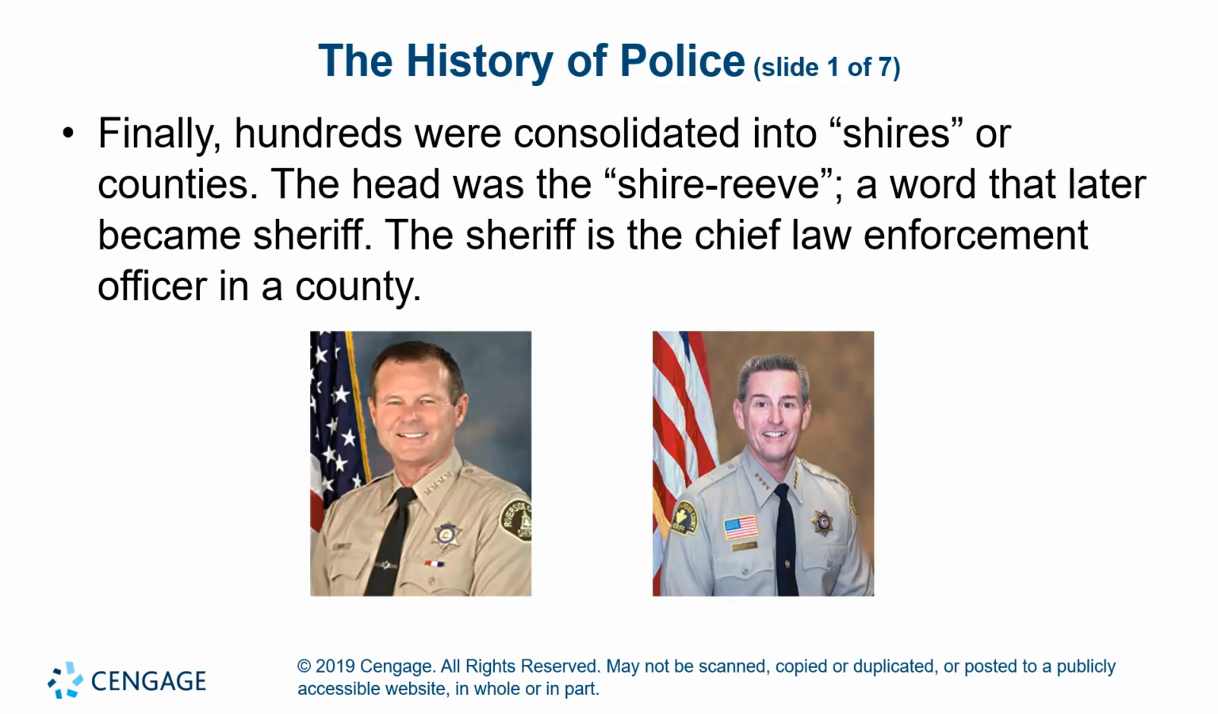So finally, these hundreds were consolidated into shires, which resembled the counties of today. And the head of these counties or shires was called the shireve, a word that later became sheriff. And typically the sheriff's department polices the counties, right? And so the sheriff, again, is the chief law enforcement officer of a county. So on the left, you have the Riverside County Sheriff, and on the right, you have the San Bernardino County Sheriff. So kind of an interesting way how all of this came about, and I find it extremely interesting.